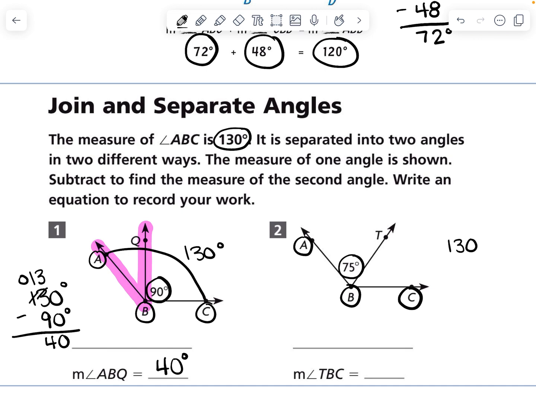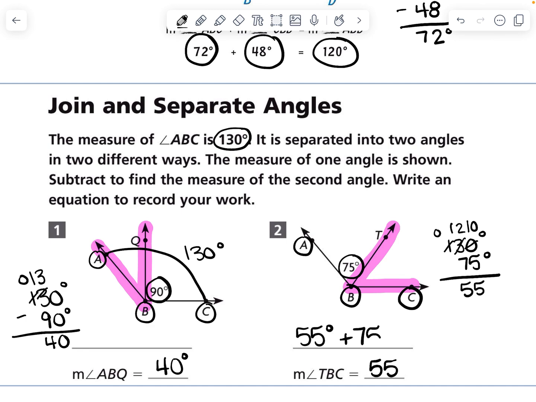Let's take 130 degrees minus 75 degrees to find the angle that's missing, TBC. When I subtract 130 minus 75, I know that the remaining angle is 55. In order to check our answers, we could join a 55-degree angle with a 75-degree angle, and it should equal our 130-degree angle.